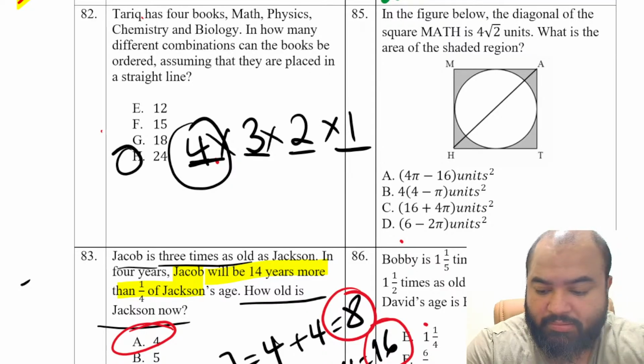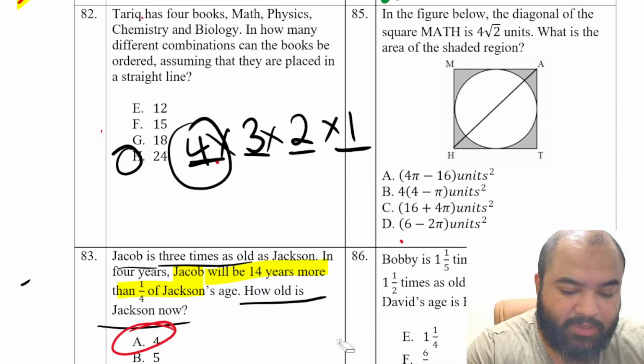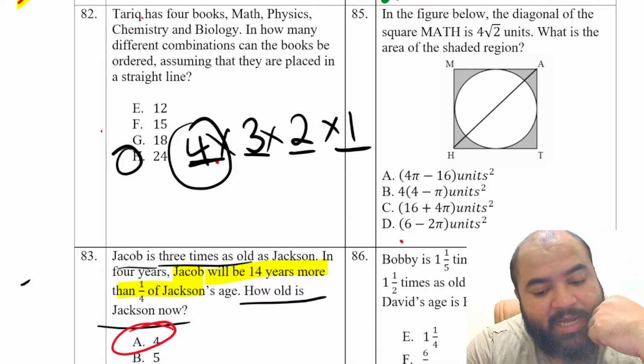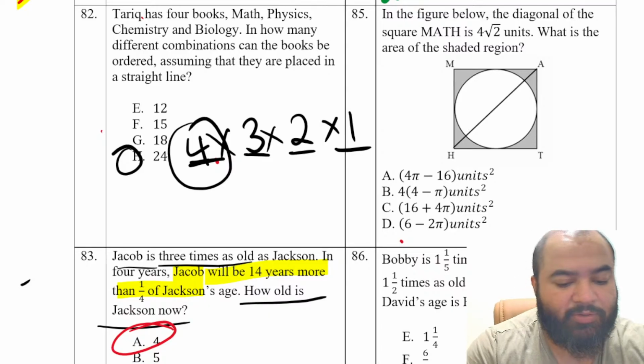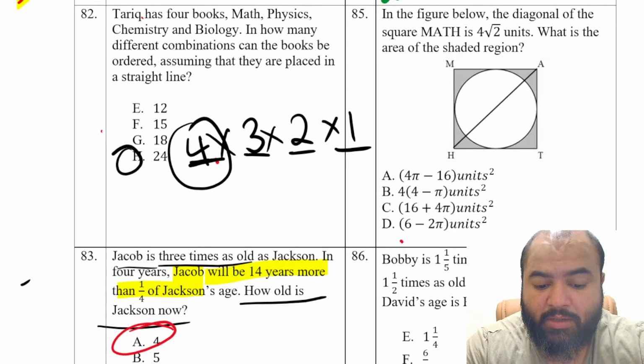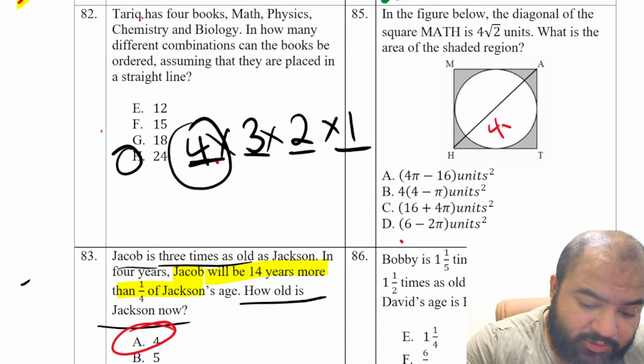85 says, the figure below, the diagonal of the square math is 4 radical 2. What is the area of the shaded region? What do we do for that? The diagonal is 4 radical 2.